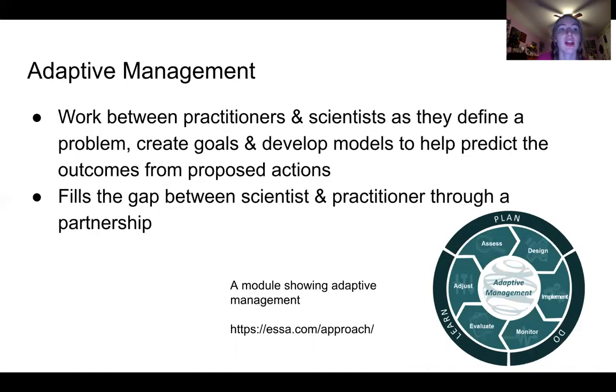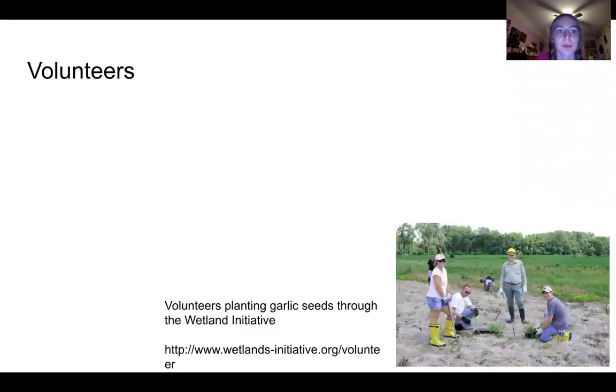Adaptive management is when there's work between practitioners and the scientists as they define a problem, create goals, and then develop models to help predict the outcomes for the proposed actions. This creates a link between practitioners and scientists that is not there previously by creating a partnership.